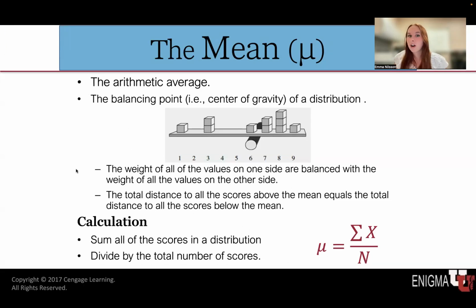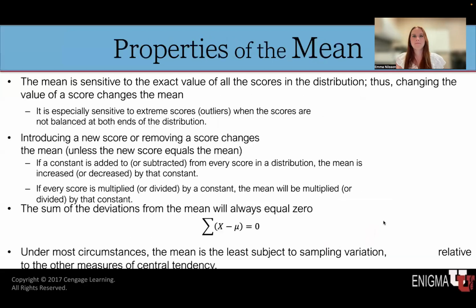Other ways to think about it are the weight of all the values on one side are going to be balanced with the weight of all the values on the other side of the mean, or mathematically, the total distance to all of the scores above the mean is equal to the total distance of all the scores below the mean. This is how we calculate it. This is the formula for mean. We take the sum of all of the scores in the distribution and we divide it by the total number of scores.